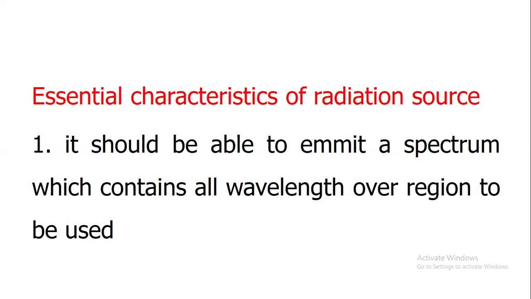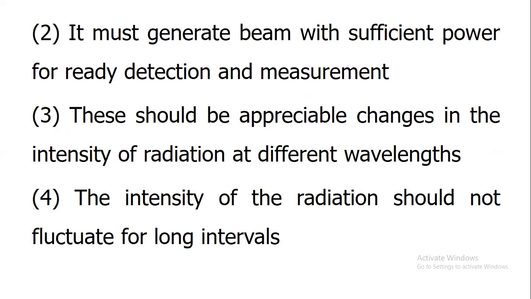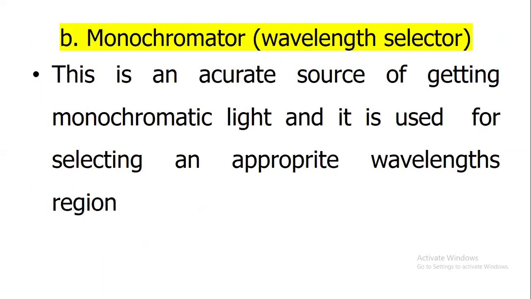Essential characteristics of a radiation source: it should be able to emit a spectrum which contains all wavelengths over the region to be used. It must generate a beam with sufficient power for ready detection and measurement. There should be appreciable changes in the intensity of radiation at different wavelengths. The intensity of the radiation should not fluctuate for long intervals.